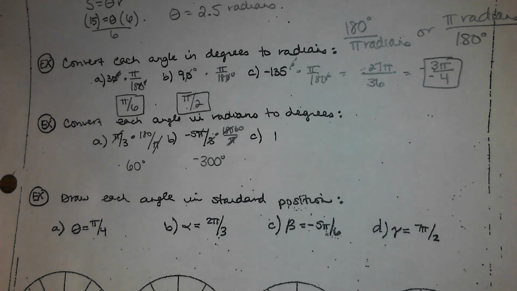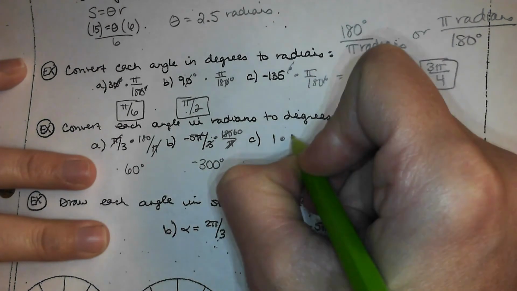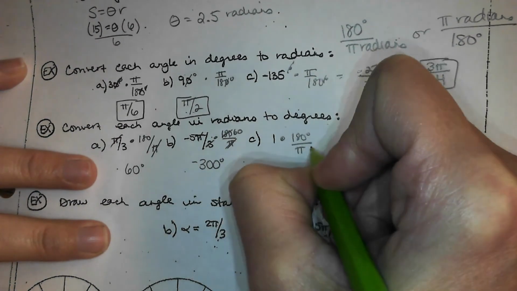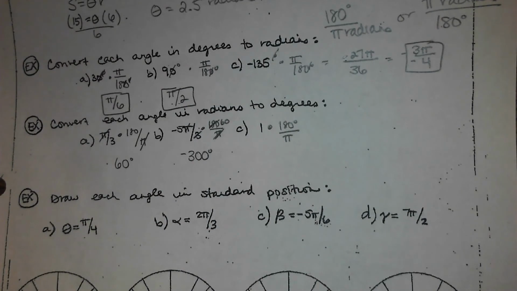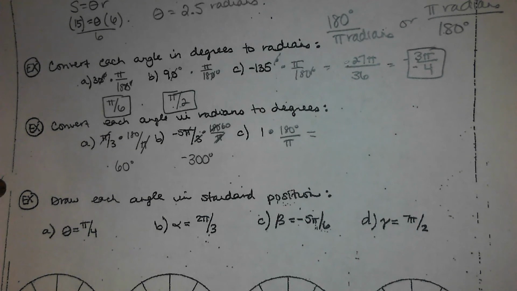And then the next one's a little bit trickier because we don't have a pi in it already, but this is 1 radian. So we still multiply by 180 degrees over pi radians. And you would need a calculator for that. 180 divided by 3.14 gives us 57-ish. And I already told you that 1 radian was approximately 57 degrees, right? 180 divided by pi.